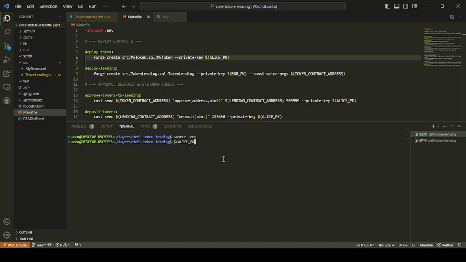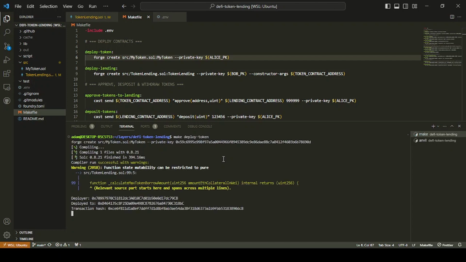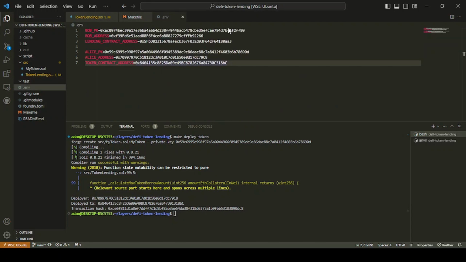Okay, so that's fine. So we do clear. There we go. Okay, so I'm going to deploy the token. Make deploy token. There we go. And we can ignore that warning. So the contract is deployed to 18BC. I'll just make sure that it's correct. 18BC. Yep. So our token contract is deployed to 18BC there.